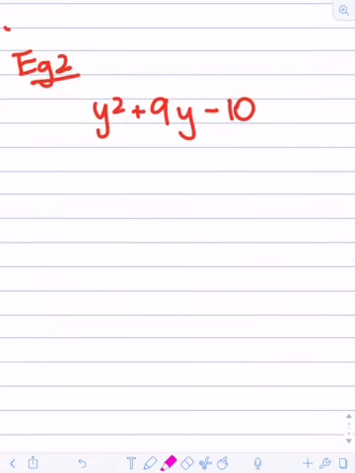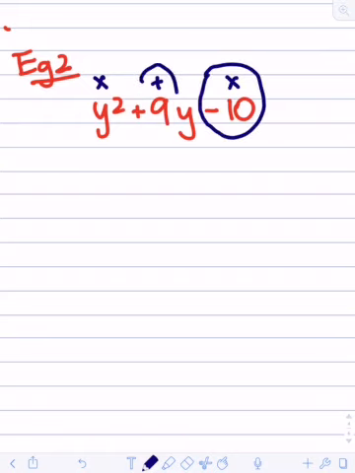Here we have y squared plus 9y minus 10. Step number 1, times plus times. I need to find a number that multiplies to give me negative 10 and adds to give me 9. Let's write all the multiples of 10 down first. I have 1 times 10, 2 times 5, and that's it. So 1 plus 10 is 11, and 2 plus 5 is 7.